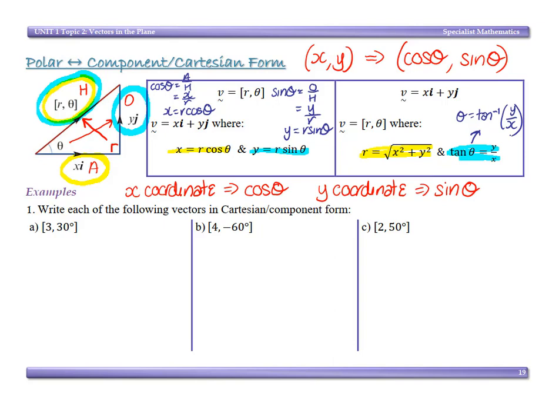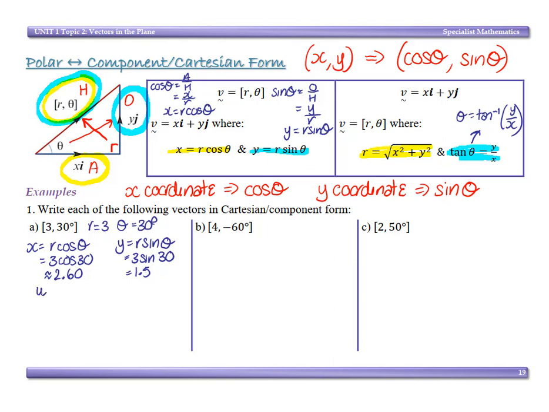Now let's look at some examples. Write each of the following vectors in Cartesian component form. So 3 at 30 degrees, my r equals 3 and my theta equals 30 degrees. So using the formulas, x equals r cos theta, which is 3 cos 30, which is approximately 2.60. Y equals r sine theta, which is 3 sine 30, which is 1.5.